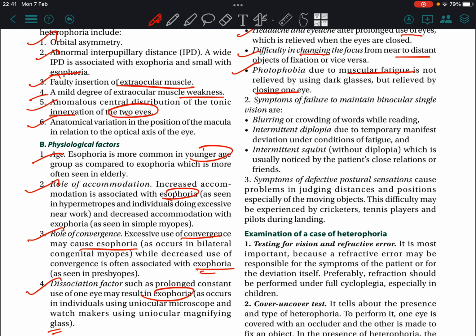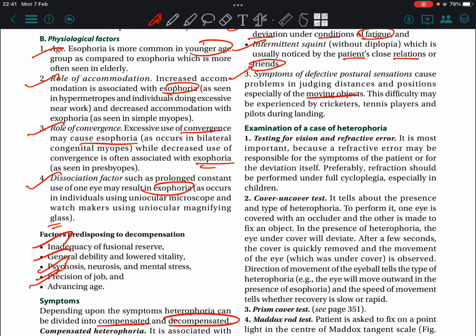Symptoms of failure to maintain binocular single vision: blurring or clouding of words while reading, intermittent diplopia due to temporary manifest deviation under condition of fatigue, and intermittent squint, which is usually noticed by patients, close relations or friends. Symptoms of defective postural sensation cause problems in judging distance and position of moving objects. This difficulty may be experienced by cricketers, tennis players, and pilots during landing.